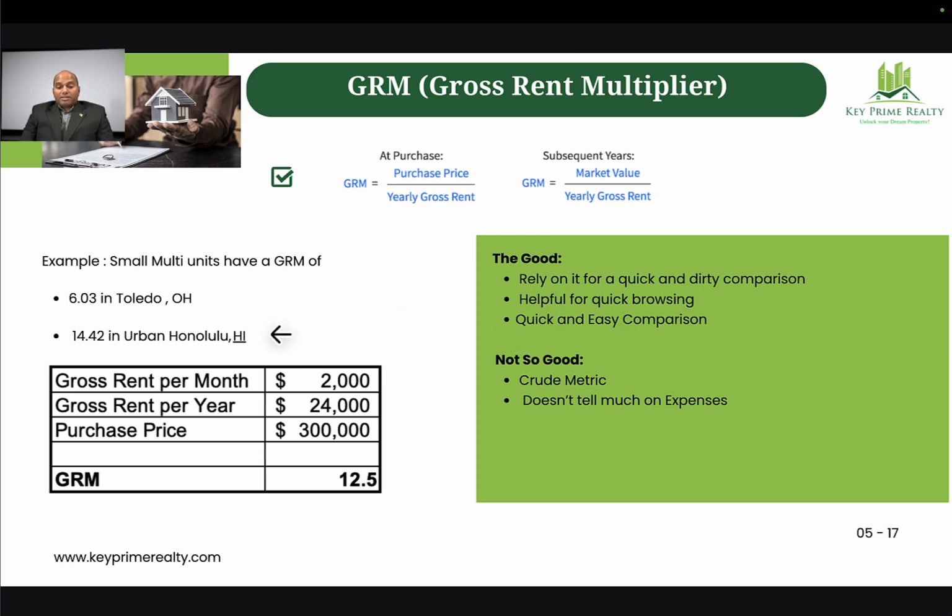But if you have exactly similar properties side by side, GRM is a simple question that answers you, okay, the expenses are similar on these two properties, but why is the multiple on this one so high when compared to the other one? So it's a crude metric. I can just do it pretty quickly and then come up with something. Okay, so that's GRM. One metric is done, and then we'll move to the subsequent ones.